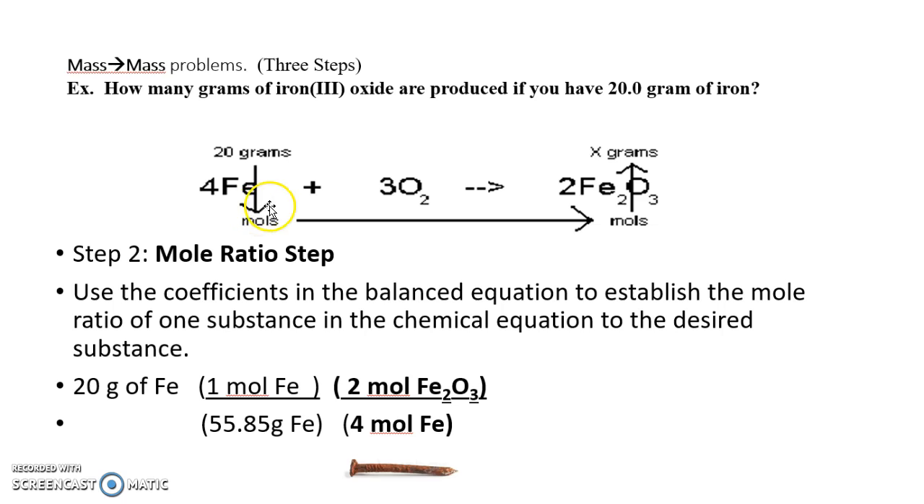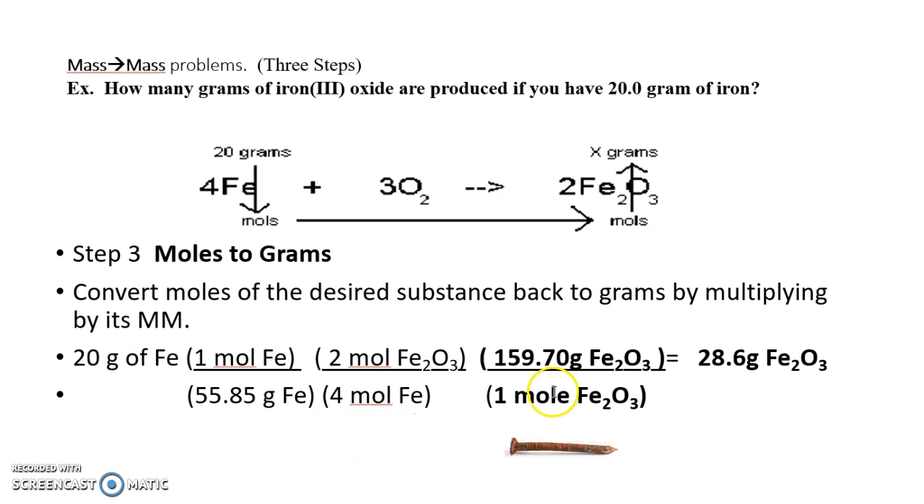The second step is to go from moles of iron to moles of the iron 3 oxide. This is where we use the mole ratio step that you guys learned previously. The 4 in front of the iron goes on the bottom because that's where moles of iron is, and where we're going, moles of iron 3 oxide, the 2 from the balanced equation goes on top, and you have that step correct. The third and final step is to convert moles back to grams for the iron 3 oxide.